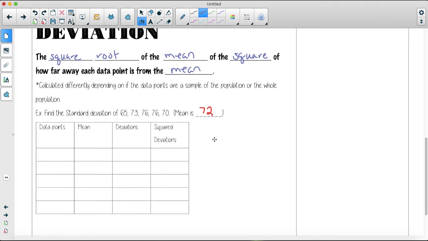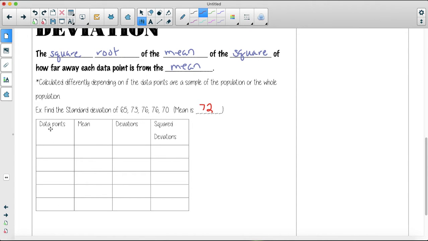So to do standard deviation by hand, we write out our data points, which were 65, 73, 76, 76, and 70. The mean was 72 for each of them. So we're just going to put the mean: 72, 72, 72, 72, 72.